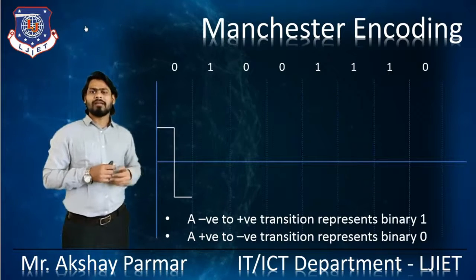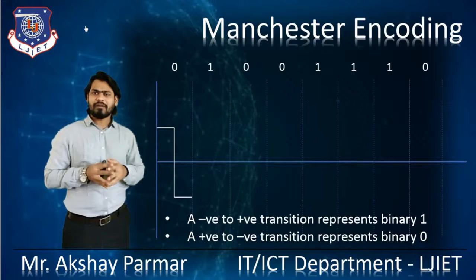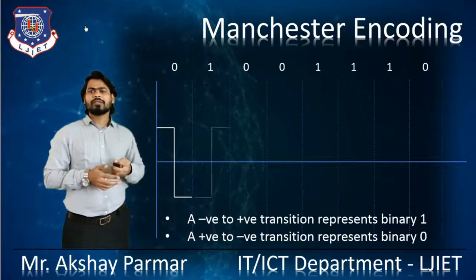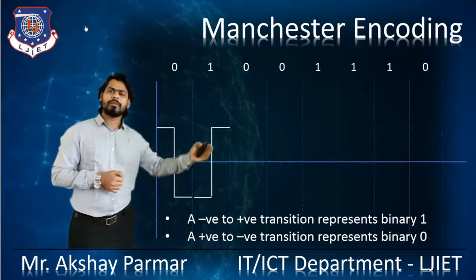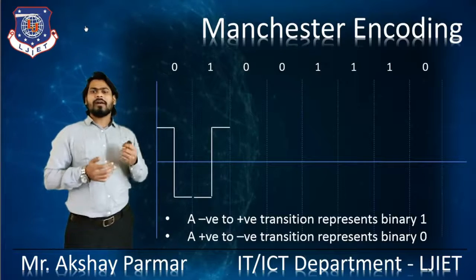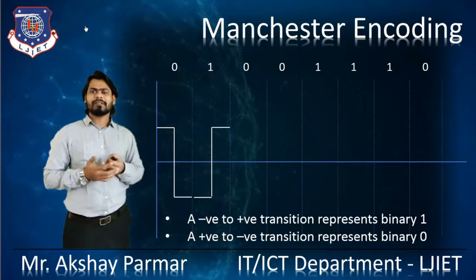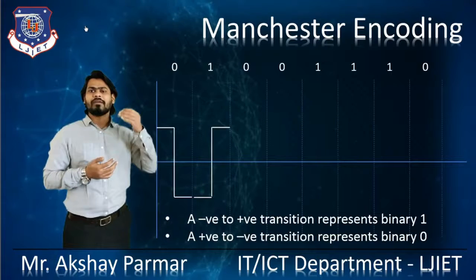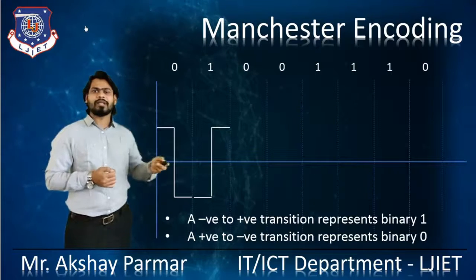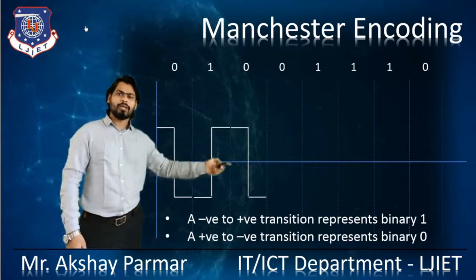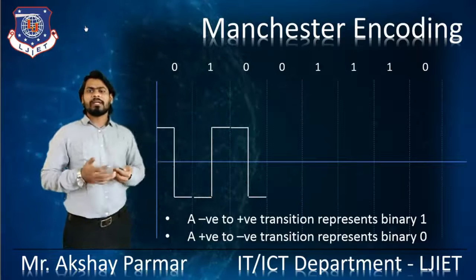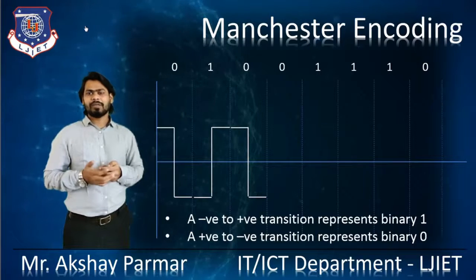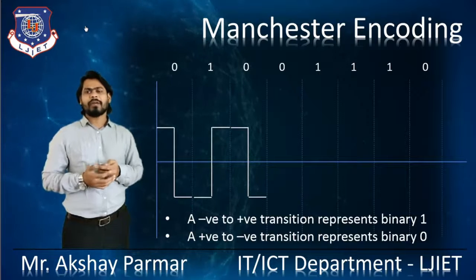After that, the 1 is there. To represent that bit 1, we follow the negative voltage to the positive voltage, right? After that, we have the bit 0. To represent the bit 0, we follow the positive voltage to the negative voltage. After that, again the bit is 0. To represent that bit 0, we follow the same formula.